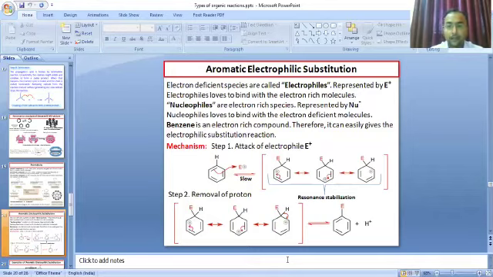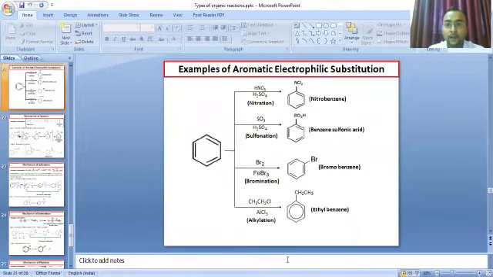Due to this resonance stabilization we get these resonance structures. And in step 2, there is removal of the proton, and the hydrogen gives its electron to the benzene nucleus to complete the conjugation, and we get the electrophilic substitution product as the proton is removed. Now there are some examples of aromatic electrophilic substitution reactions.